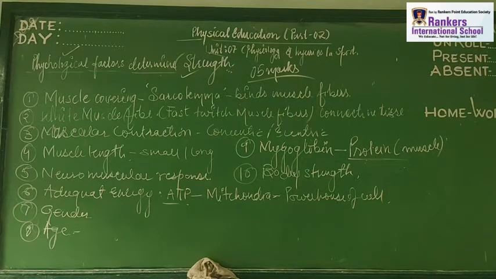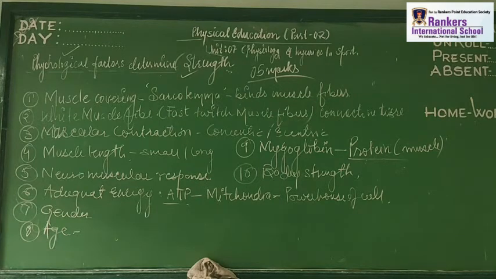If we talk about strength, as you can see on the board, muscle covering, that is the sarcolemma. Sarcolemma will simply bind the muscle fibers, so it's very important. White muscle fiber we also call fast twitch muscle fibers. These fast twitch muscle fibers have connective tissue, so it is very good. It will bind the muscles and it will be very good for our body.